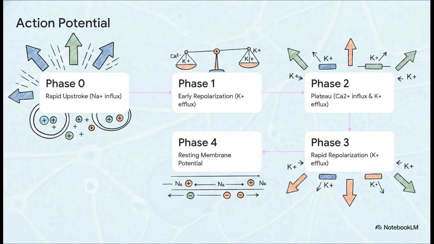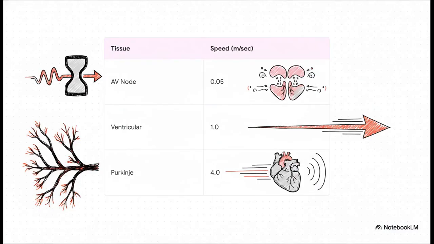Phase 3 is rapid repolarization, where those calcium channels close and potassium efflux takes over to bring the voltage back down. Finally, Phase 4 is the resting membrane potential, maintaining a steady negative 80 to negative 90 millivolts until the next spark arrives. But you know, the speed at which this action potential spreads, its dromotropism, isn't uniform at all. The incredible contrast here is the secret sauce.